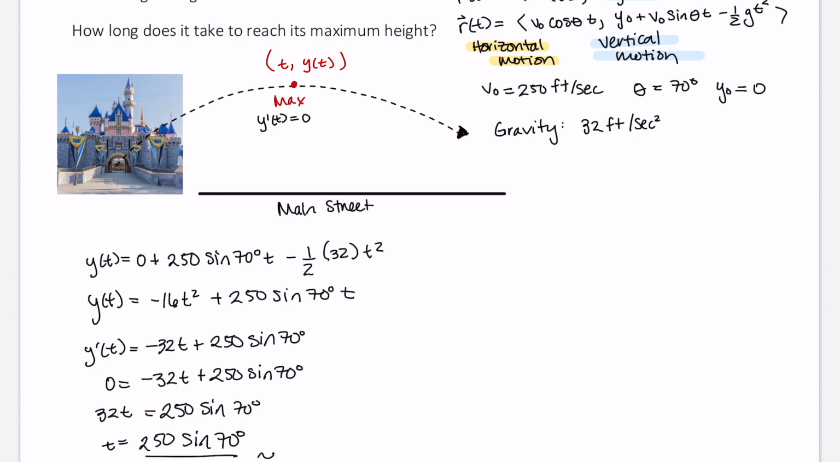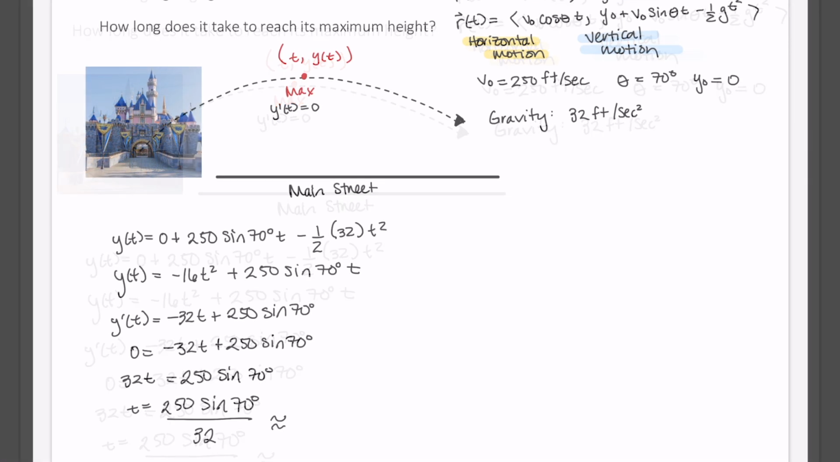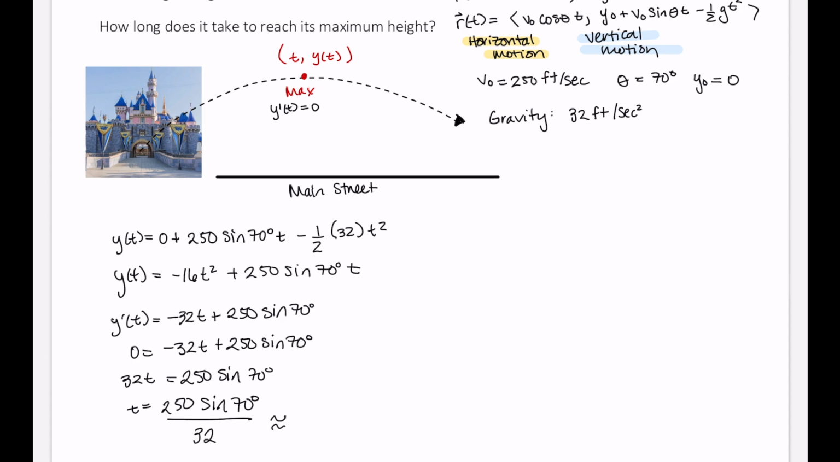Please take a moment to work out what this is approximately on your own calculator. Okay, on your own calculator, you should have 7.341349. That's to 6 decimal places. We don't need that much. So this tells us it takes about 7 seconds, a little over 7 seconds, like 7 1/3 seconds to reach its maximum height.